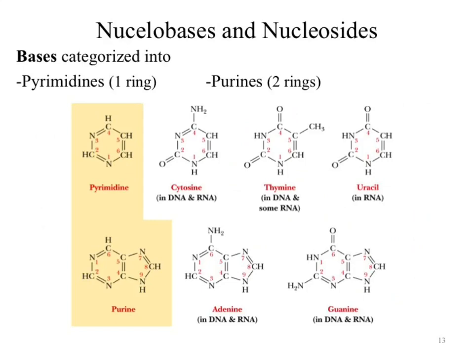With our nucleotides, or our DNA, we have varying stages of how these get processed. So we've got our nucleobases, our nucleosides, and then our nucleotides. The nucleobases can be categorized into two separate sections: your pyrimidines and your purines. The pyrimidines have one ring, and your purines have two rings.